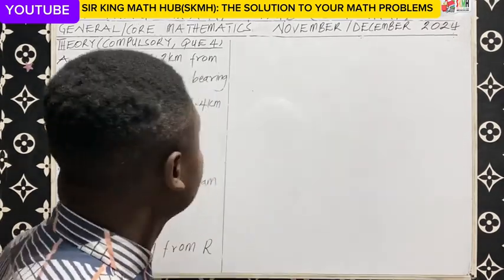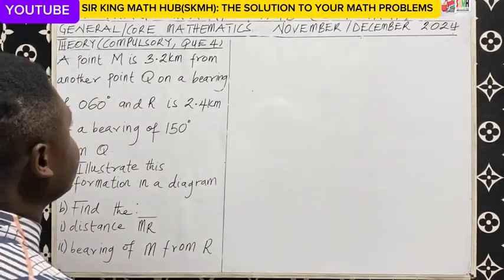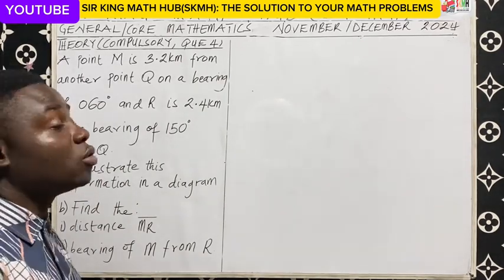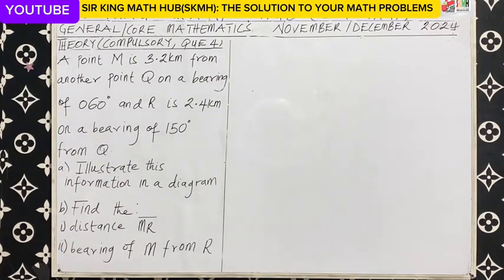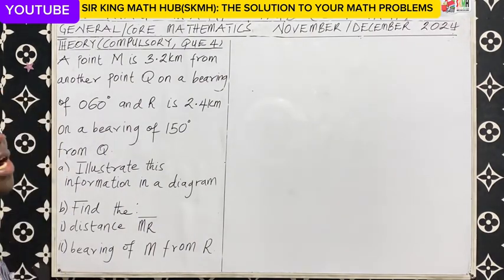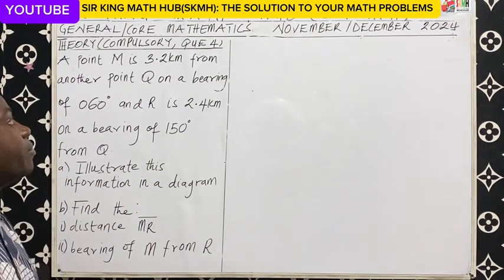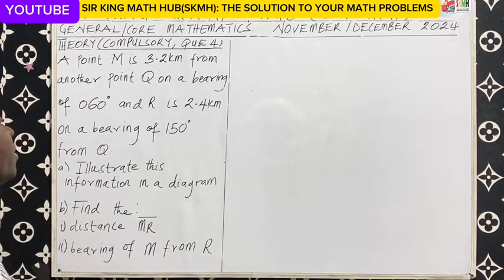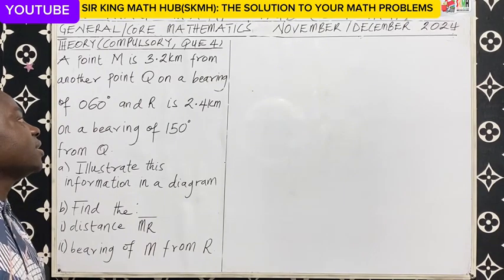We are still solving questions on core mathematics. This is November-December 2024, the ongoing Novdec. This is theory compulsory question 4. It's a question under bearing, a very interesting one. I read, a point M is 3.2 kilometers from another point Q on a bearing of 60 degrees.